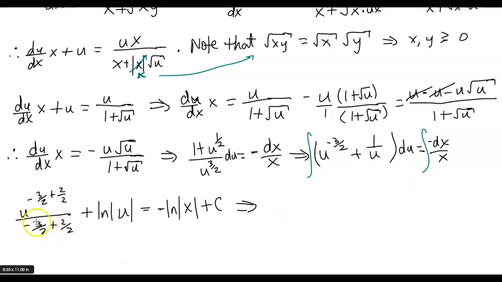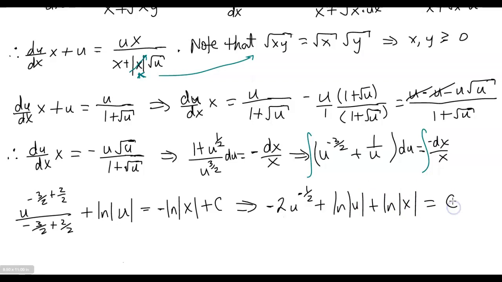And so from here, of course, what's on the bottom here is just going to be a negative 1/2. So the reciprocal of a negative 1/2 is going to be a negative 2. So this would be 2u raised to the negative 1/2 plus natural log of absolute value of u. And the pen is starting to mess up again. And I'm going to go ahead and add this natural log over here on this side and just have the constant there.